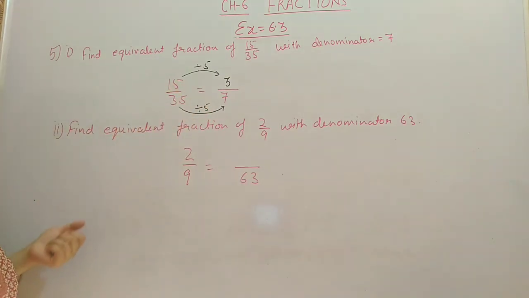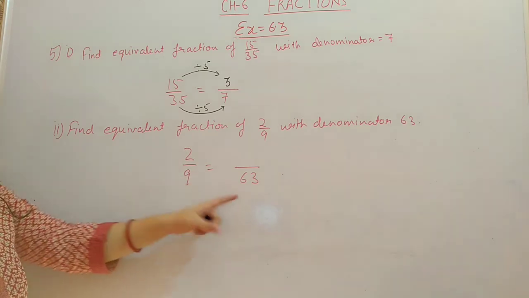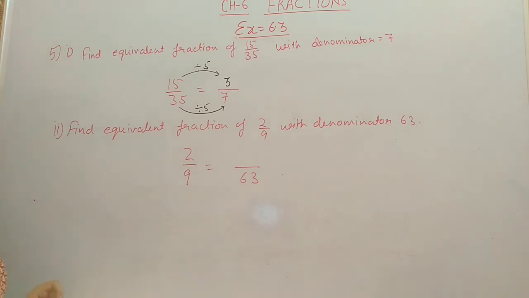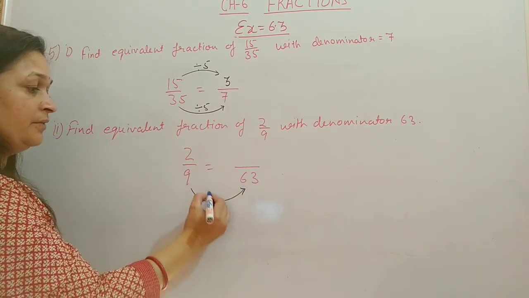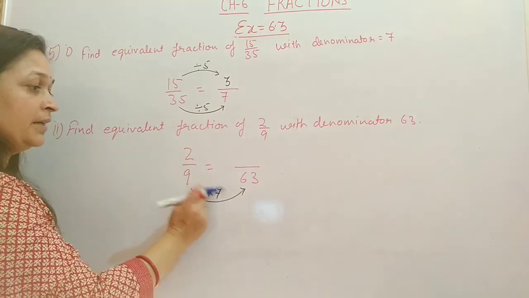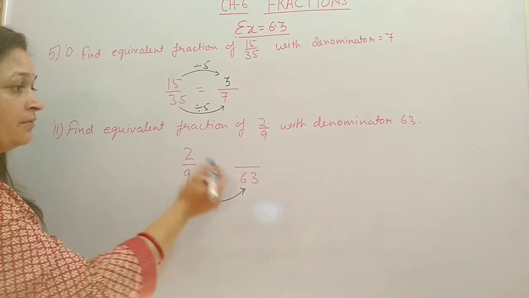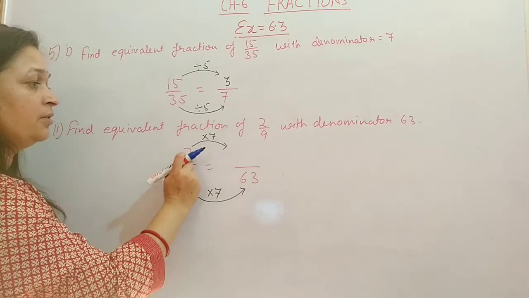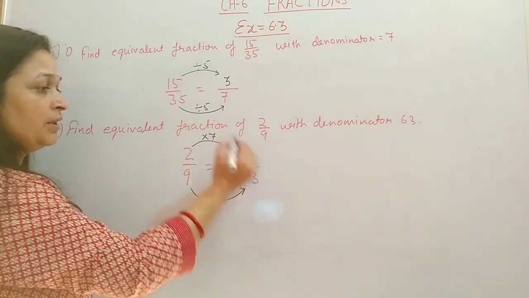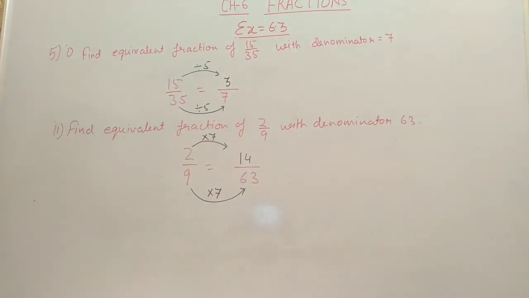Second part, find the equivalent fraction of 2 by 9 with denominator 63. So we know how we are getting the denominator. If we multiply this 9 by 7, 9 7s are 63. Same work we have to do for the numerator also. Multiply the numerator with 7. 2 into 7 is 14. So the equivalent fraction will be 14 by 63.